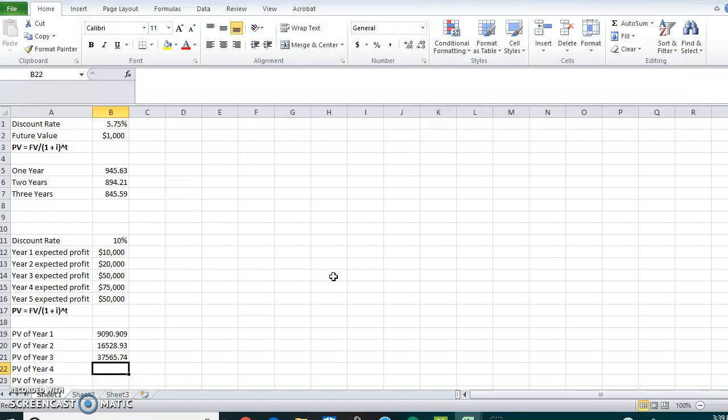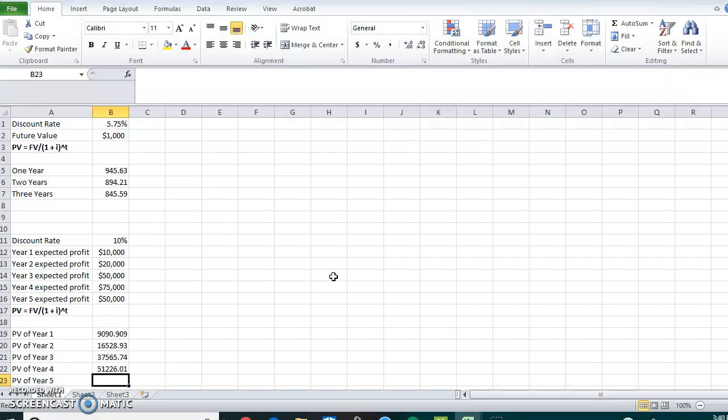Our fourth year, which is $75,000, can be found in cell B15, it looks like. So equal sign B15 divided by sum of 1 plus our discount rate, which is B11, close the parentheses, we need a caret, and we're in our fourth year, so we're going to make it to the fourth power. There's our present value for year 4.